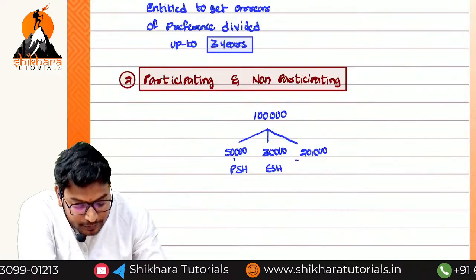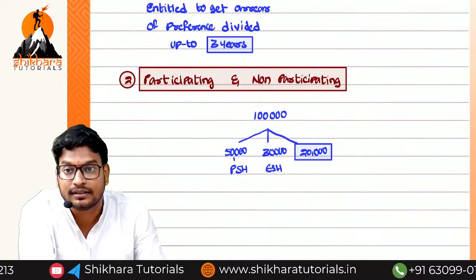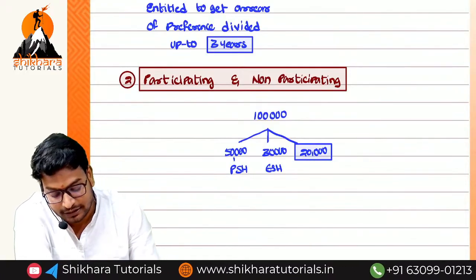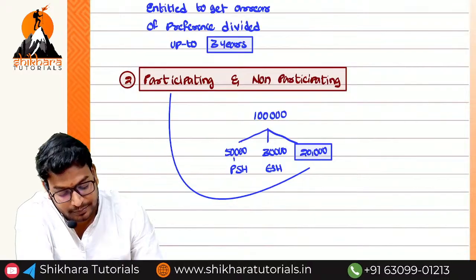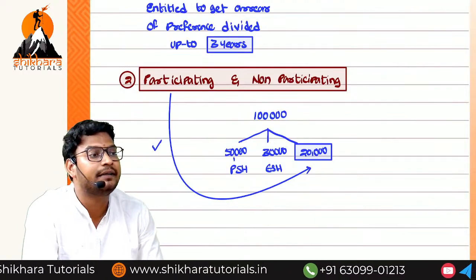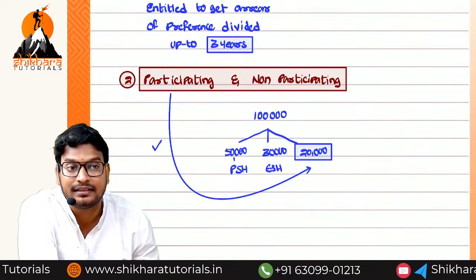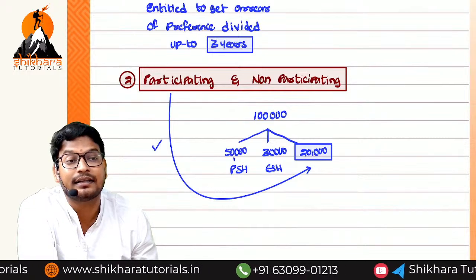In this surplus profit, also having a participation of preference shareholders, that type of preference share is called participating preference shares. Having the right means it is participating. Not having the right means it is called non-participating preference shares. There is a myth that participation means participation in company decision making.